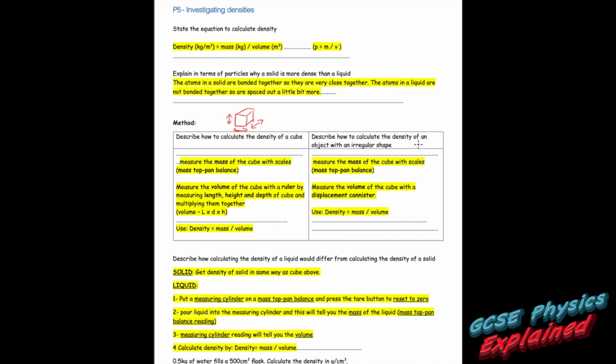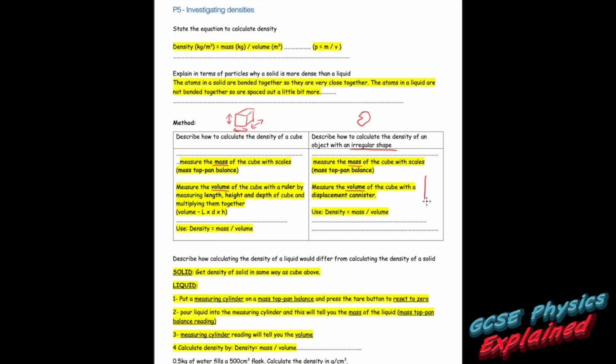Describe how to calculate the density of an object with an irregular shape. So that could be any kind of funny looking shape. Once again, measure the mass of the object with scales. For example, a mass top pan balance. Then we need to get the volume of the object and get that with a displacement canister.